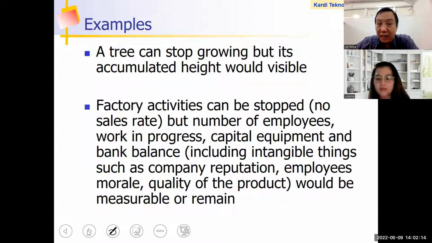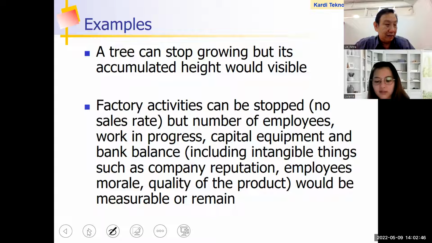The same thing, factory activities can stop, for example, no sales, right? But the number of employees, work in progress, the capital equipment, the bank balance, including the intangible things, including company reputation, employee morale, quality of product will remain measurable. For example, on Sunday, maybe the factory is closed, right? No activity.